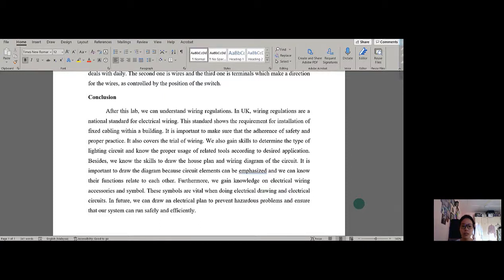In future, we can draw an electrical plan to prevent hazardous problems and ensure that our system can run safely and efficiently.